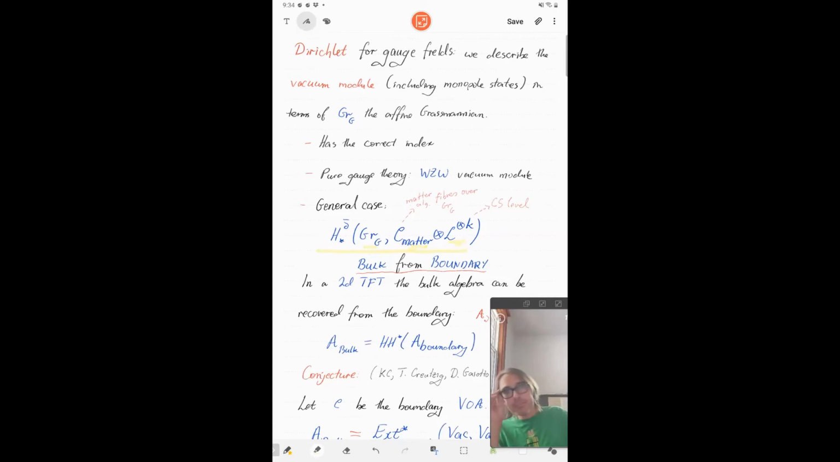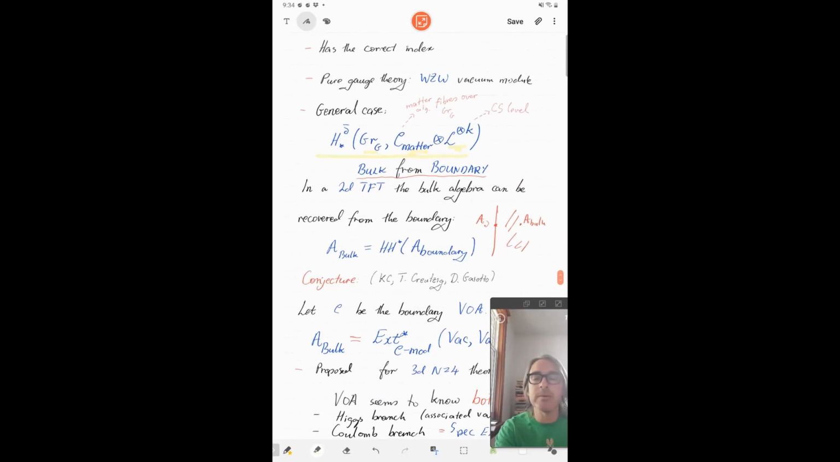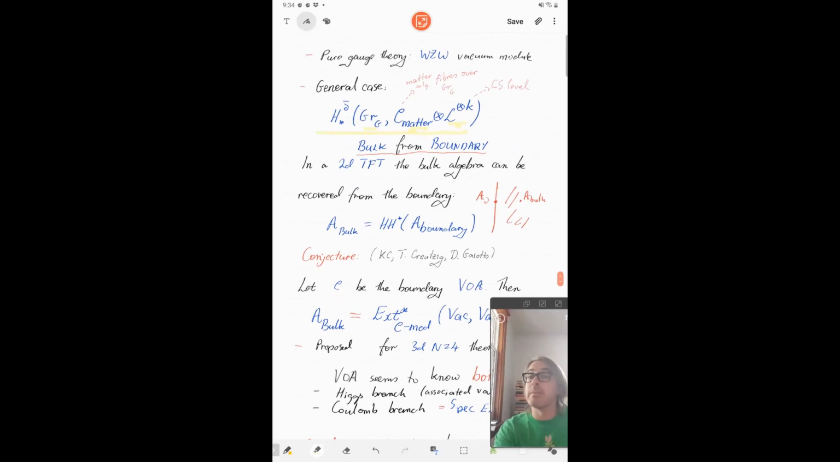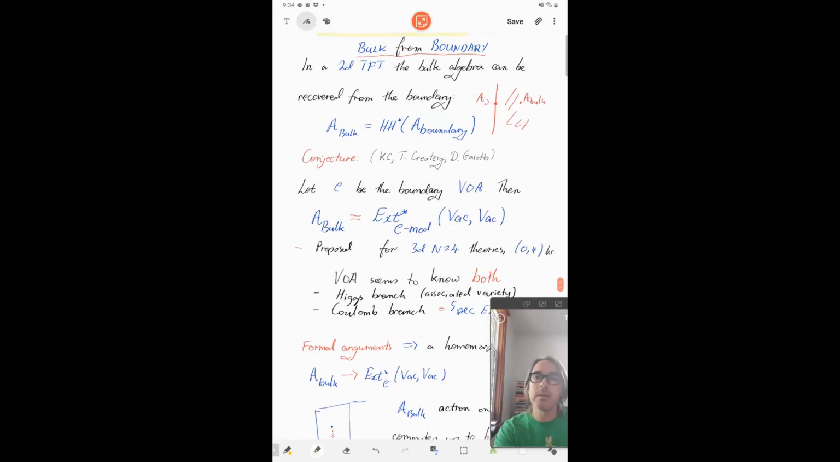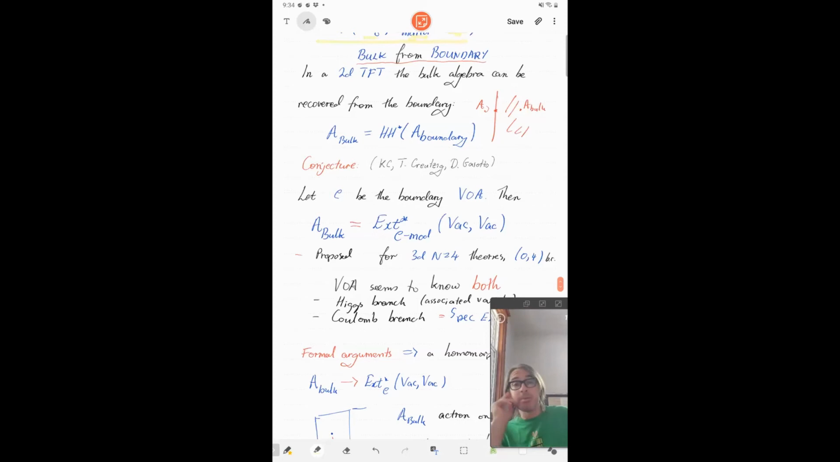Okay, so I have 5 minutes left. So let me move on a little bit to discussing how one might understand the bulk, because everything I've said so far is about the boundary vertex algebra. In a 2D TFT, people might be familiar with the fact that if you know everything about the boundary for a nice enough boundary condition, you can recover the bulk algebra as the Hochschild cohomology of the boundary. This is expected to hold when, say, the boundary condition you choose is a generator of the category of boundary conditions. So somehow when the boundary condition is big enough.